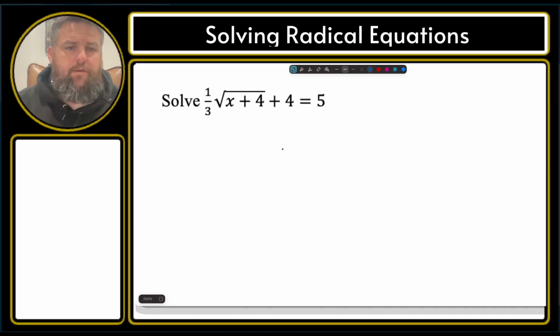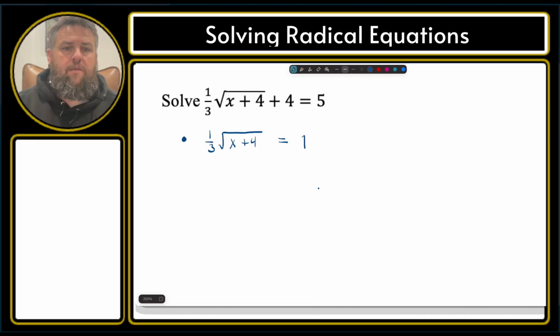Okay, let's take a look at our first example. We're going to solve 1/3 of the square root of x plus 4, plus 4 equals 5. We want to solve for x. First step is we are going to subtract 4 from both sides. Second, I'm going to multiply both sides by 3 in order to undo the 1/3.